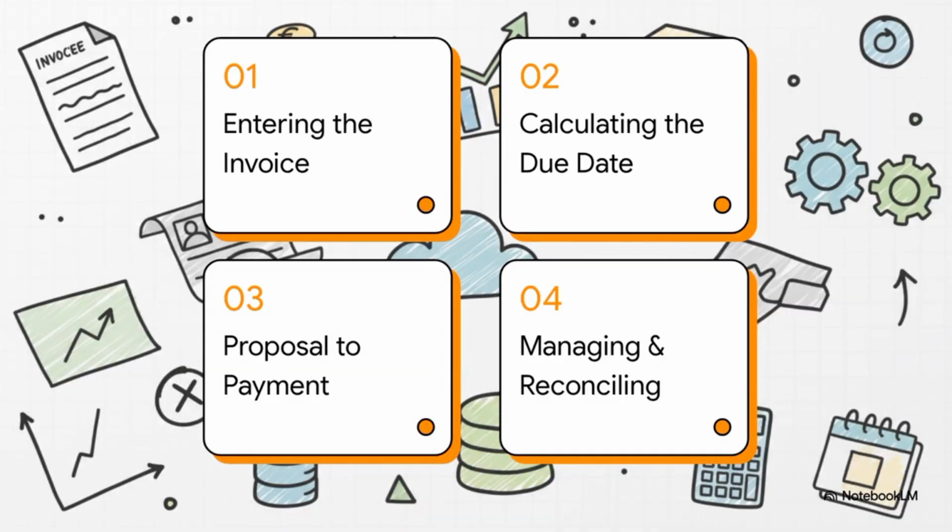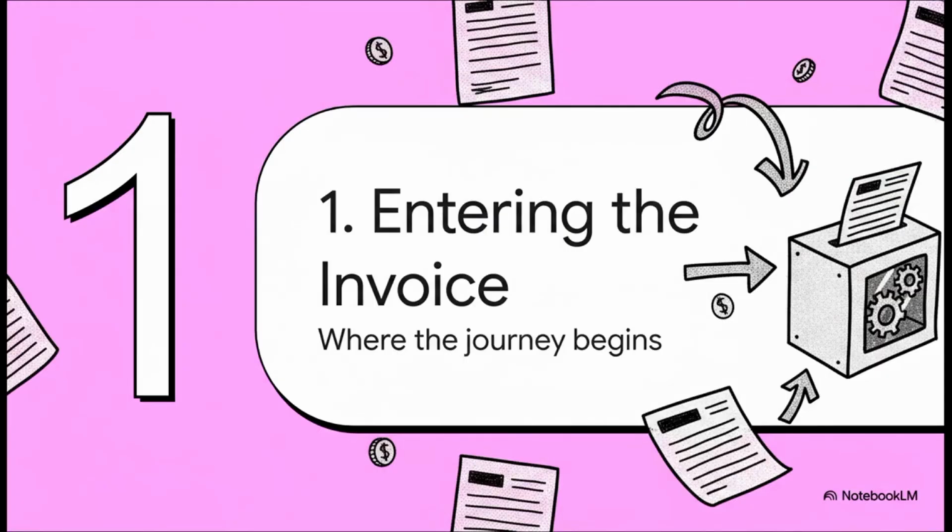So here's our game plan. We're going to follow an invoice from start to finish, hitting 4 key milestones. First, how it gets into the system, then the really clever part, how the system figures out when to pay it. After that, we'll get into the actual payment process, and we'll wrap up by making sure everything adds up perfectly in the end.